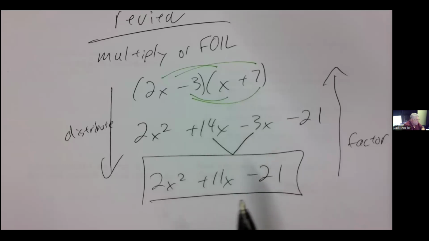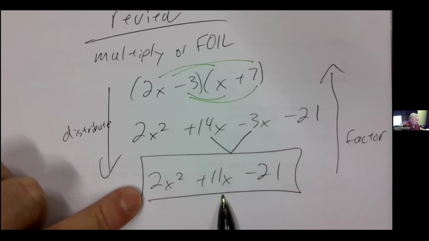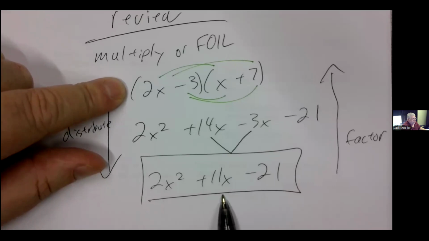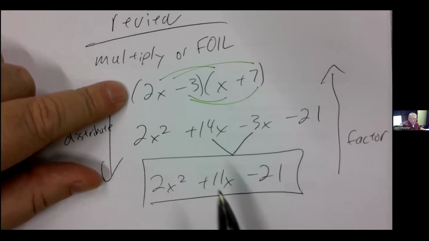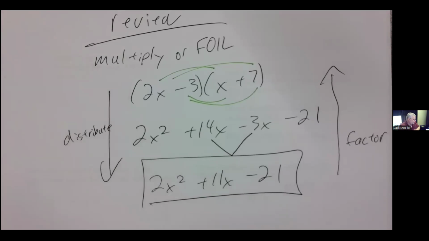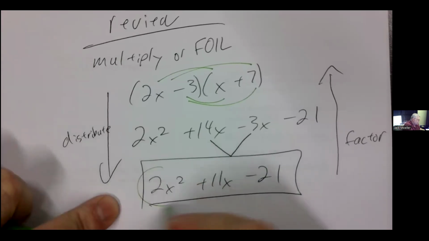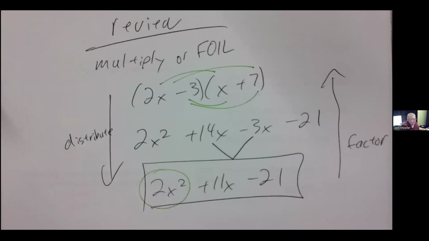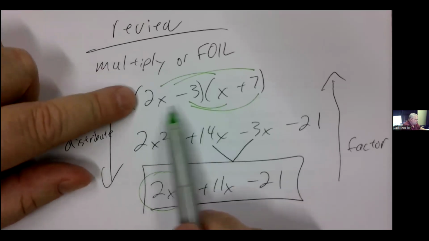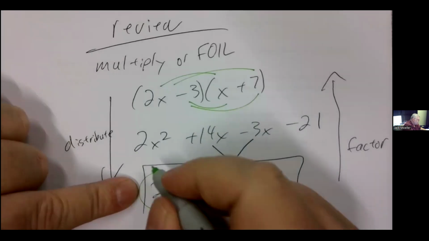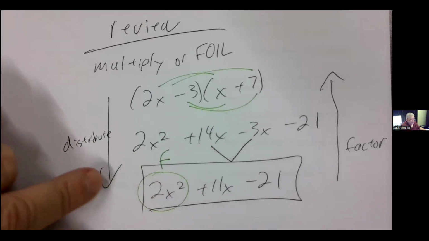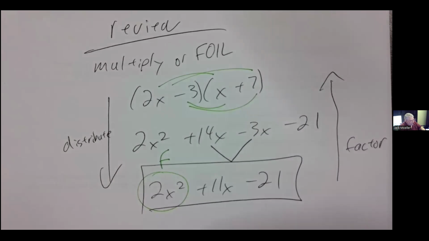So our goal is how do we start here and get here? And when you're doing reverse FOIL, you're using your knowledge of how all this works. What I mean by that is, where does that 2x squared come from? How do we get to x squared? Well, you have to do 2x times x, and that's where we get 2x squared. So this was the first in the FOIL. Where does that minus 21 come from?